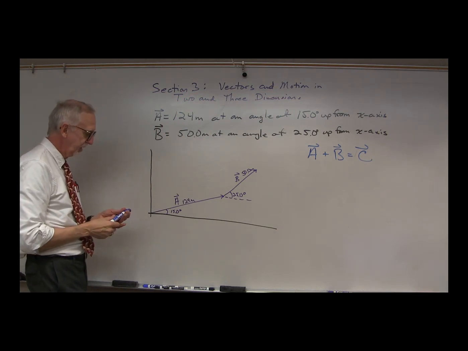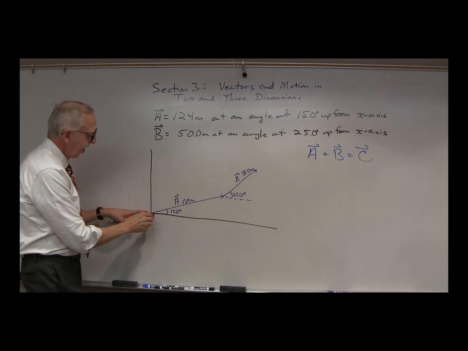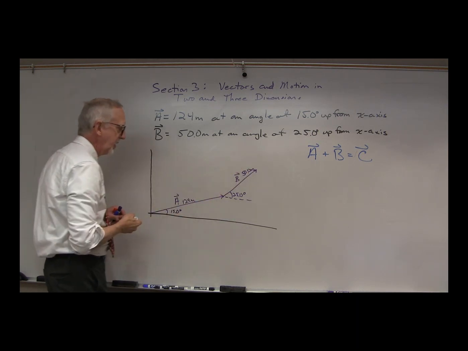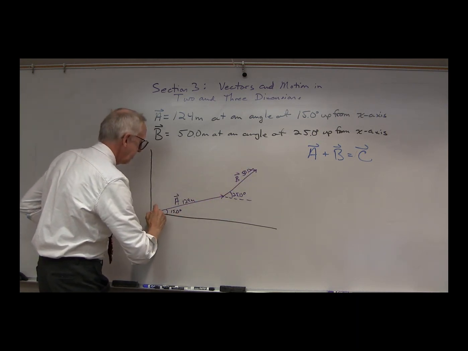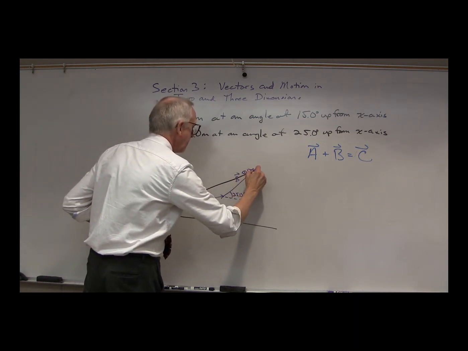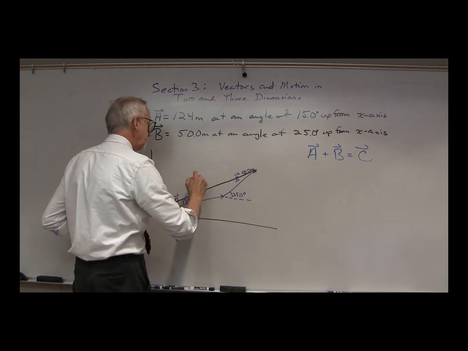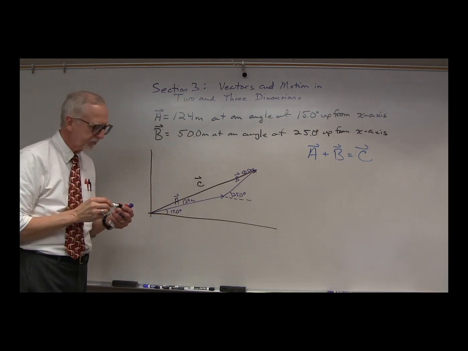It would be a vector that goes from the tail of A to the head of B. So it's going to look something like this. And I'll try and draw this. There we go, as accurately as possible. So there's the vector C.